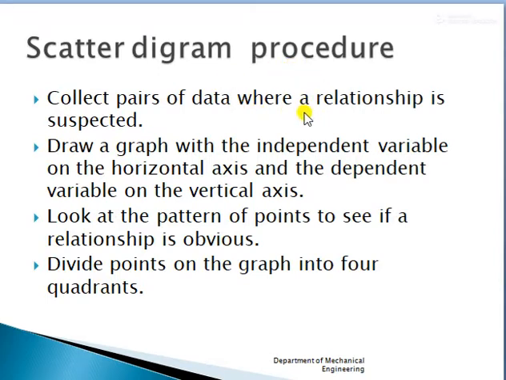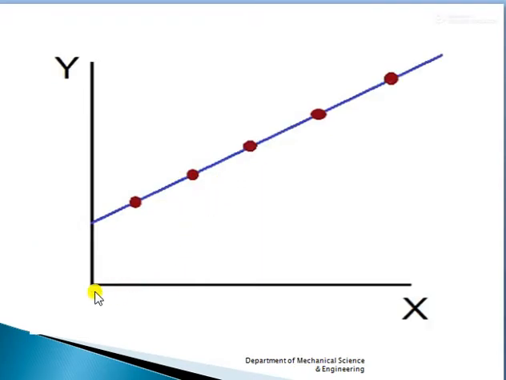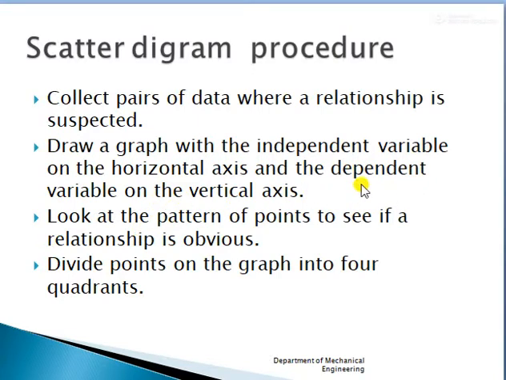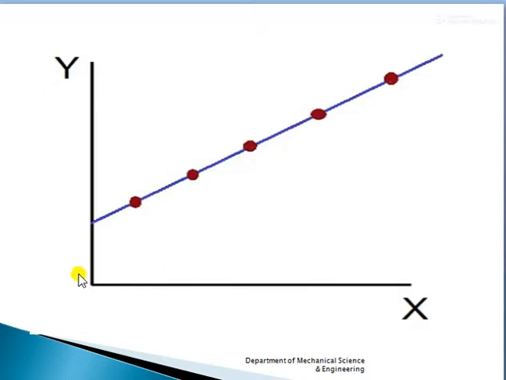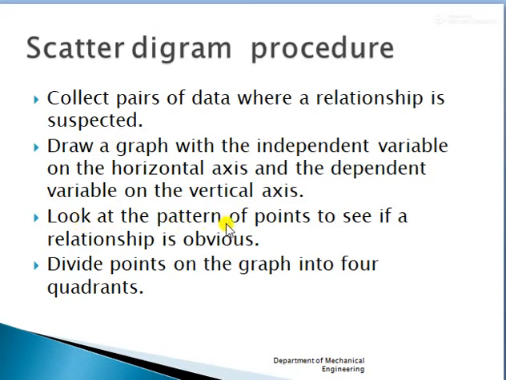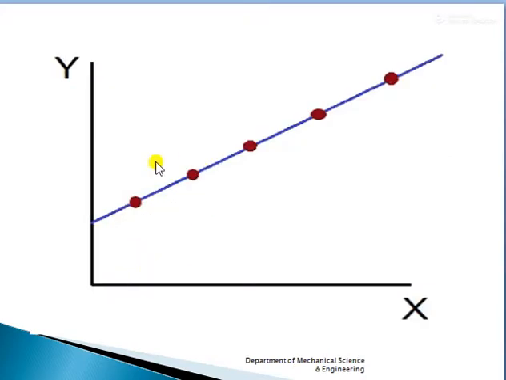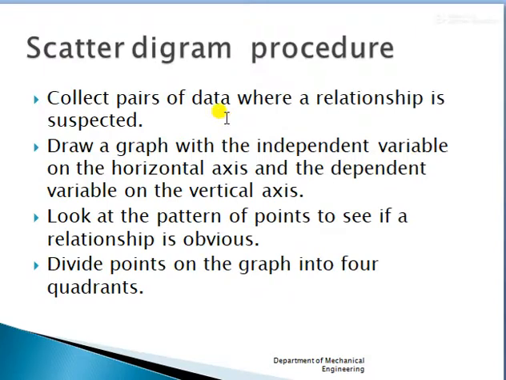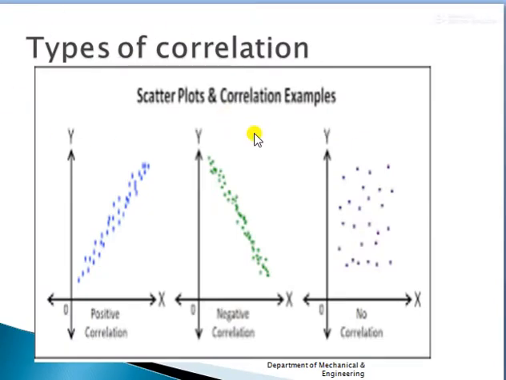Here we have the scatter diagram procedure. Collect a pair of data where a relationship is suspected. Draw a graph with the independent variable on the horizontal axis. Here on the x-axis you draw the independent variable, and the dependent variable on the vertical axis, the y-axis. Look at the pattern of the points to see if a relationship is obvious. Divide the points on the graph into 4 quadrants. And here we have the types of correlation.